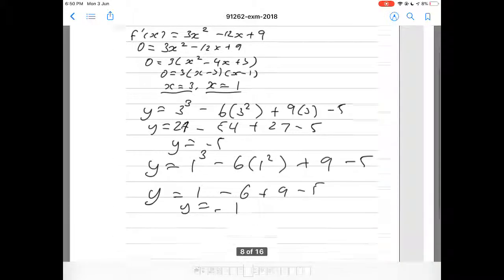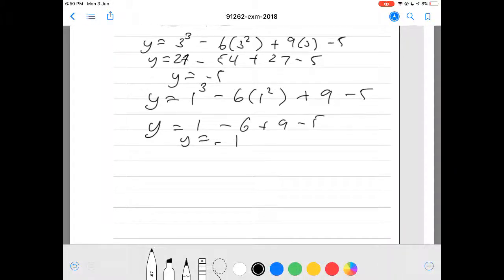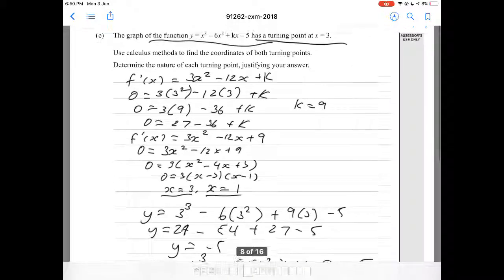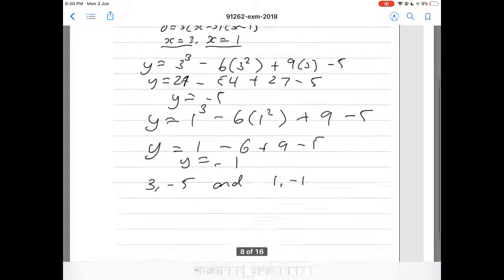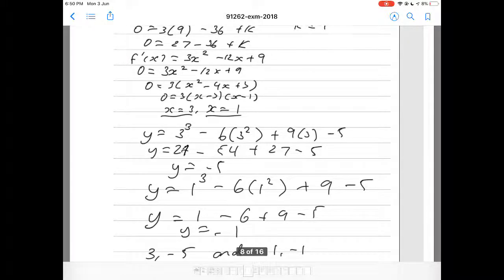So our coordinates are 3, negative 5, and 1, negative 1. So, but now we're not done yet. We need to show the nature of our turning points, okay? So we have to justify our answer saying what the turning points are.